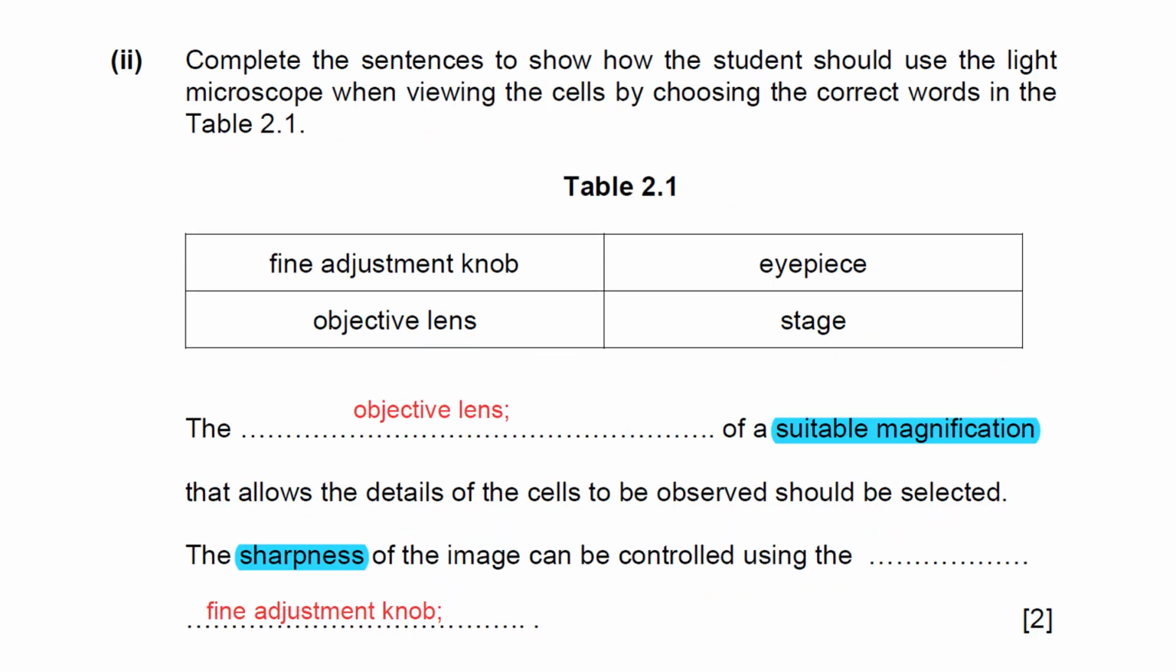Okay. Part 2 talks about filling in the blanks. So the answer is objective lens because of the words suitable magnification. If you recall the parts of a microscope, the objective lens is the one that you can rotate because they come with different magnification. It is not the eyepiece. The magnification in the eyepiece is fixed. Okay? The sharpness of the image, you can see over here that I have highlighted, is controlled using the fine adjustment knob. Okay, even if the answer has rough, fine is the better answer.